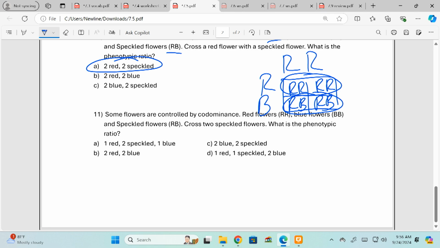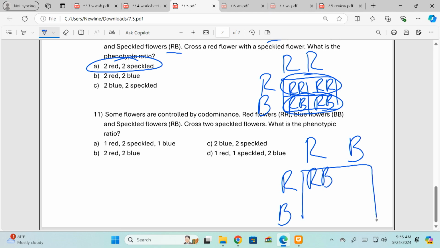All right, here's our last one, y'all. So this says, some flowers are controlled by codominance. Red flowers, blue flowers, and speckled flowers. Cross 2 speckled flowers, what is the phenotypic ratio? So very similar to the one previous to this, except they're both speckled. So they're both going to be heterozygous, which is RB. So let's fill in our Punnett square.